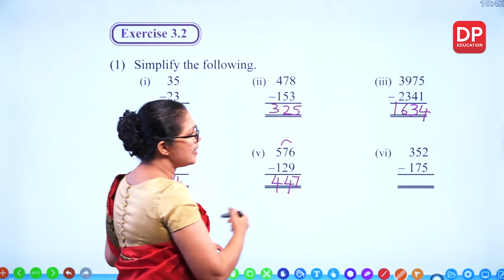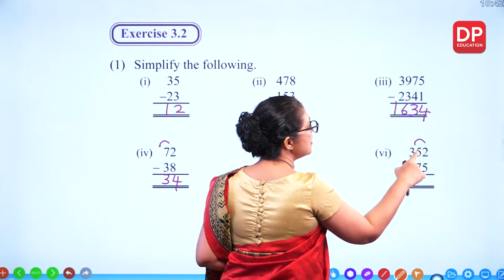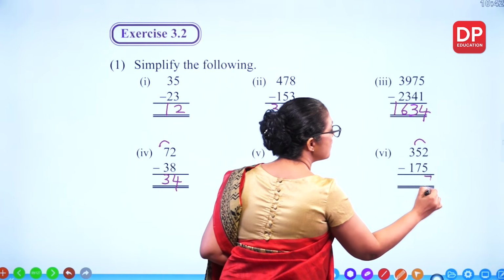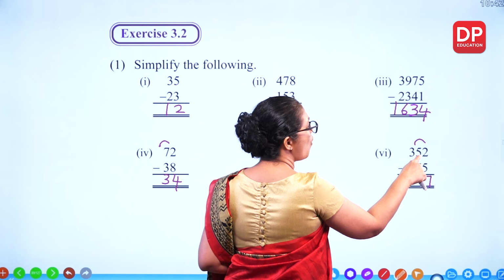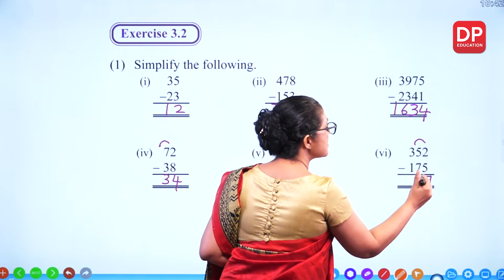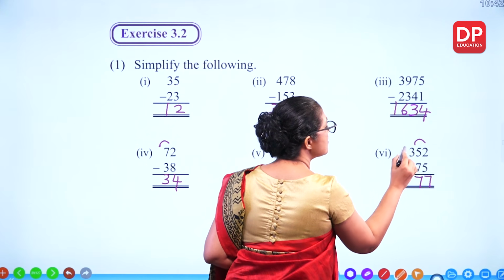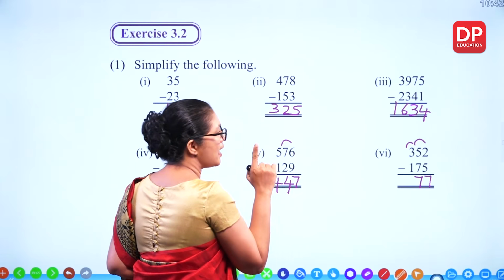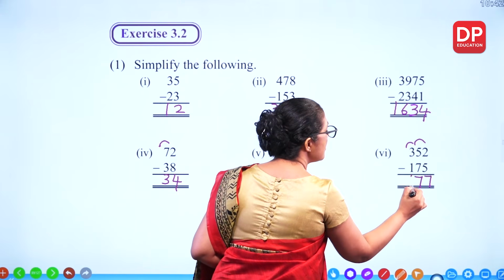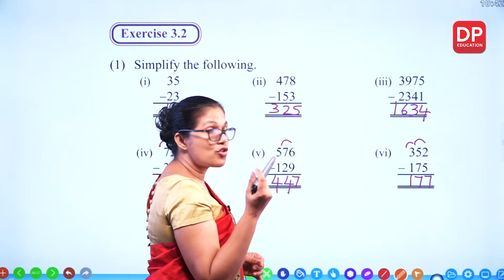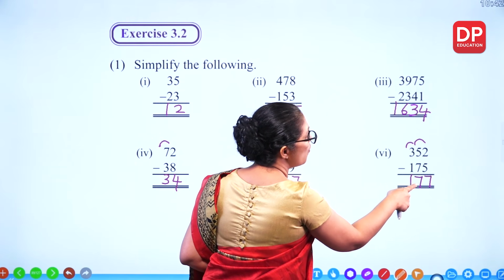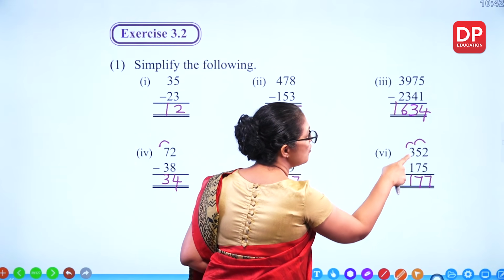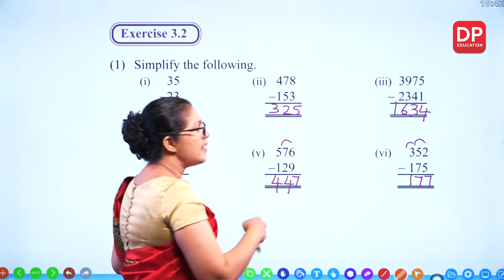What about this one? Take 1 from here. 12 minus 5, that's 7. So this becomes 4. So 14 minus 7 is 7. This becomes 2 again. 2 minus 1 is 1. So if you are not sure, you can add and see. 7 plus 5, 12. And 14 plus 1, 15. And you get this number when you add the other two.